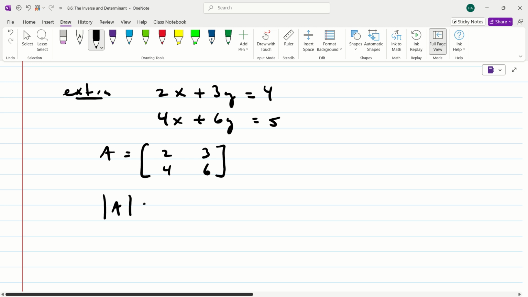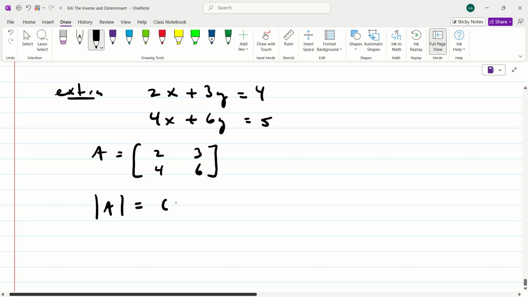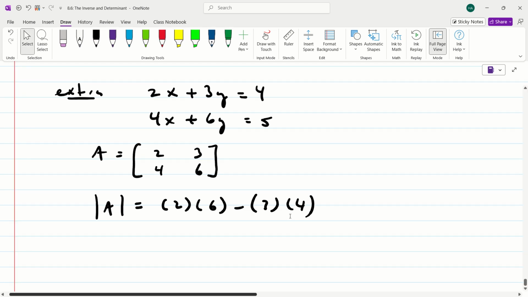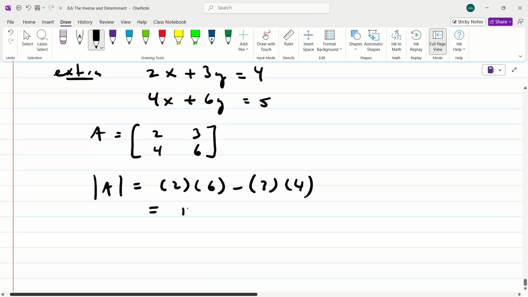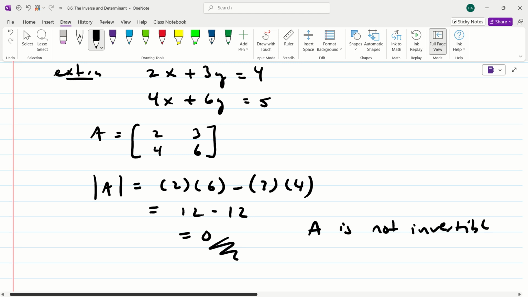The determinant of this matrix, your 2 with a 6 minus a 3 with a 4, in this case leads us to a number that is 0. And we haven't come across that yet. Because it is 0, A is not invertible. In other words, A inverse does not exist.